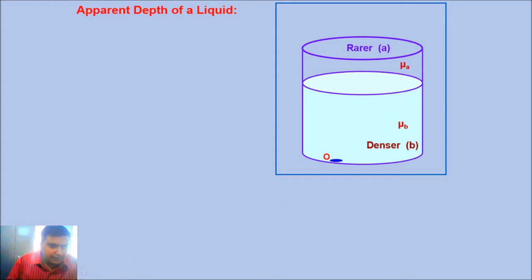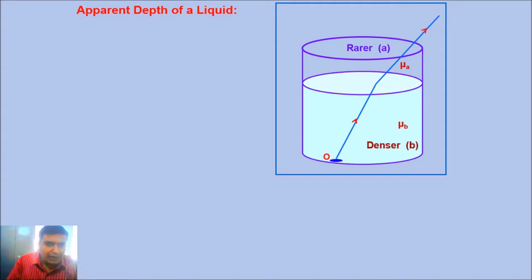So this is a coin at point O, and the light coming from point O is coming from the denser medium, and it goes through refraction into the rarer medium A. So obviously it will bend away from the normal.